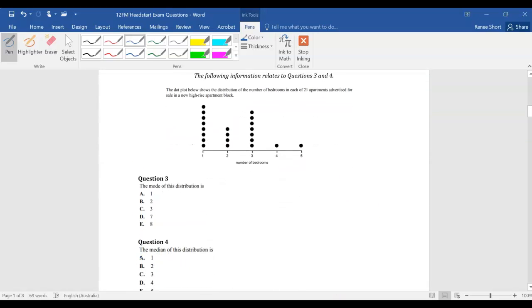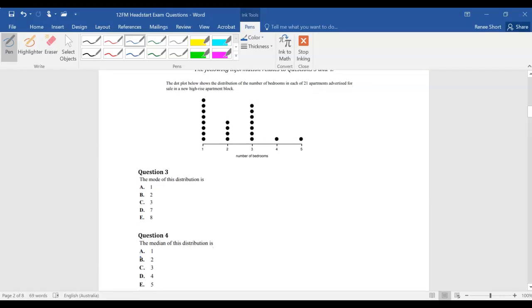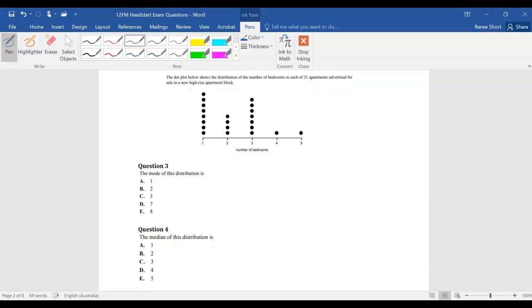The next lot of information here is this dot plot, which relates to question 3 and question 4. So it says here that the dot plot shows the distribution of the number of bedrooms in 21 apartments advertised for sale in a new high-rise apartment block. First question, question 3, wants the mode of the distribution.